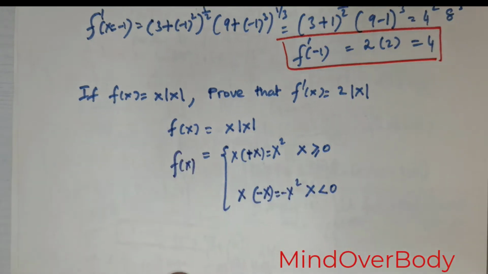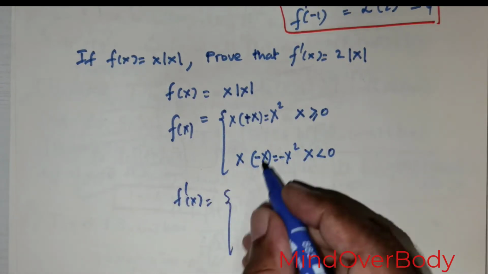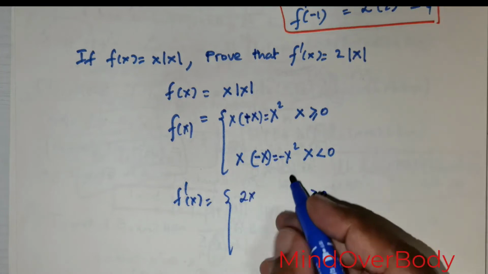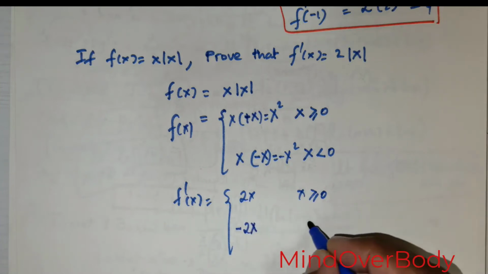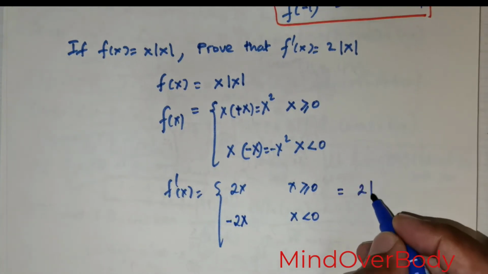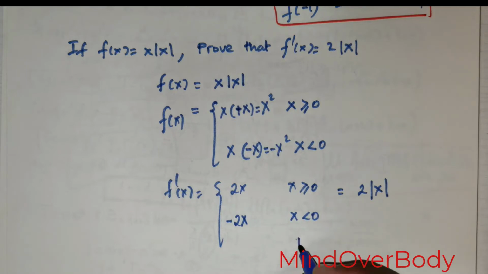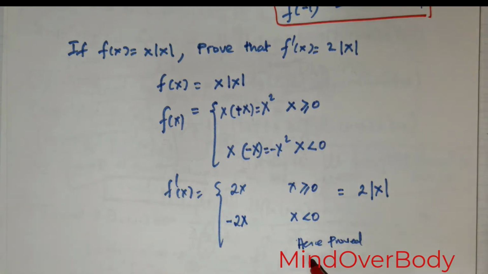So now that I've got the function, all I need to do is obtain f dash of x. So differentiation of x squared would give me 2 times x. However, x is greater than or equal to 0, and differentiation of negative x squared would give me negative 2 times x, with x being less than 0. Now what is this? This is nothing but 2 times modulus of x. This is the exact definition for 2 times modulus of x. So you can simply say hence proved. So that is a good place for us to draw the red line.